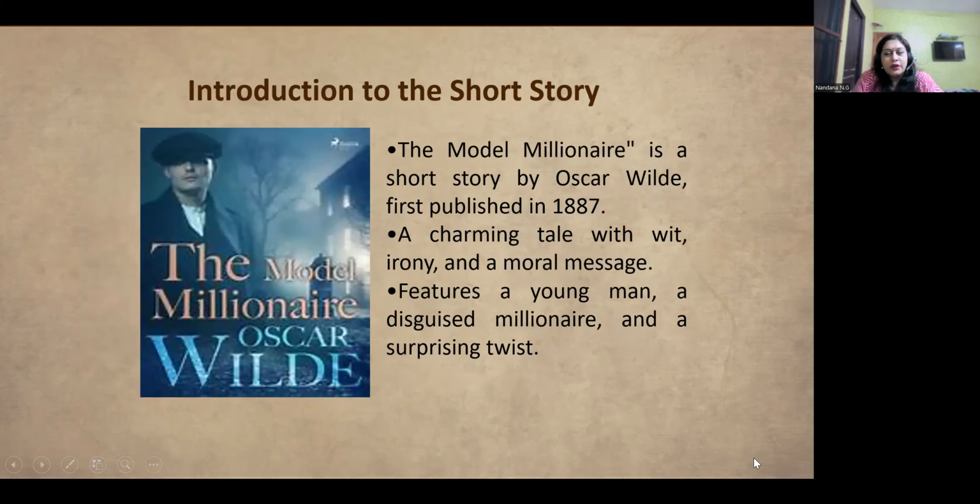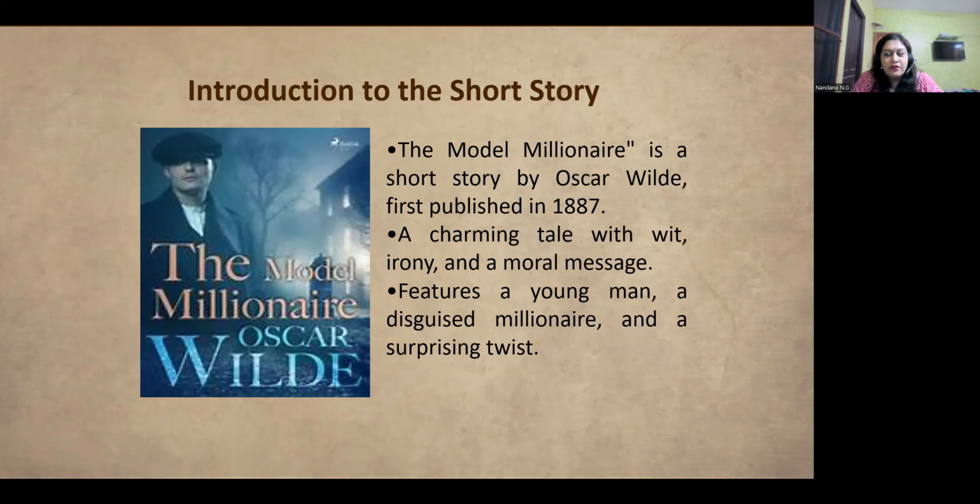Introduction to the short story. The Model Millionaire is a short story by Oscar Wilde, which was first published in 1887. It is a charming tale with wit. Wit means wherein the answers are quick, wherein the interaction between the characters is quick-witted. That is to say, the moment the character says something, there is a smart reply from the other side. That is known as wit. Irony in Kannada would be Vyangya, wherein you are mocking somebody, but with a humorous intent. And it also has a moral message.